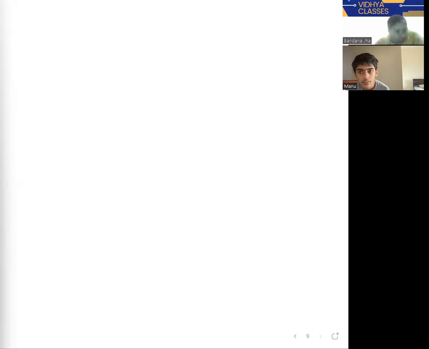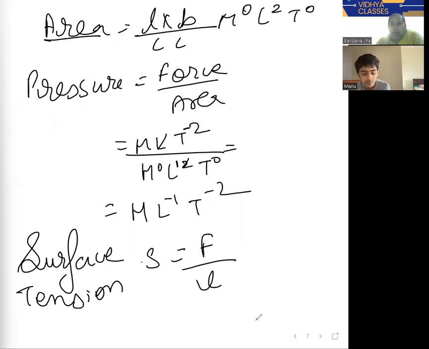So the main demerit of using dimensions is that we are not talking about the standard dimensions, because the standard dimension doesn't give us the proper information. If I am talking about pressure, pressure is ML to the power minus 1 T to the power minus 2. It is not giving you proper information. Formula also we can't be able to derive it.